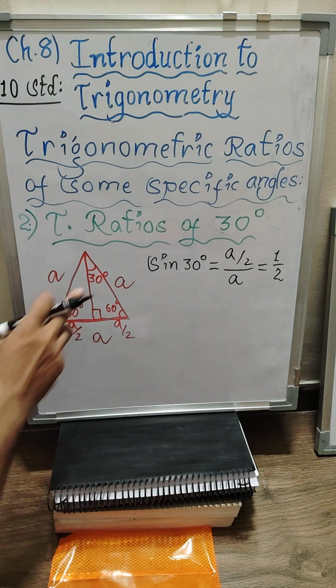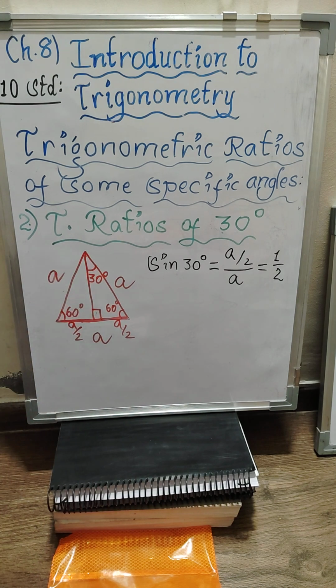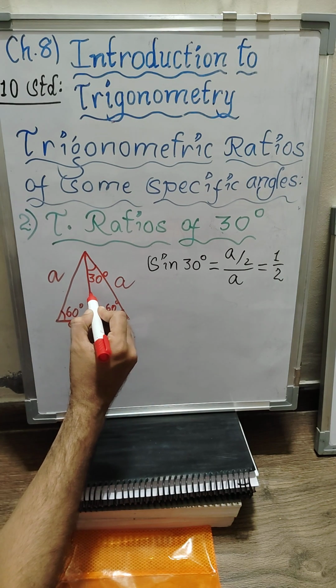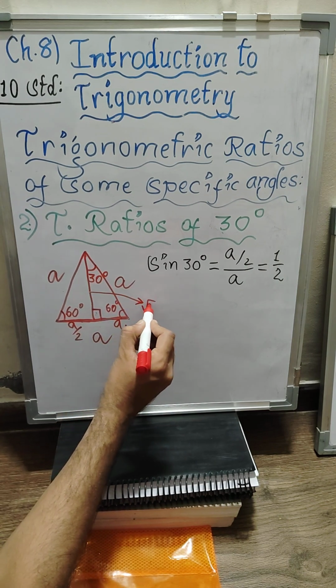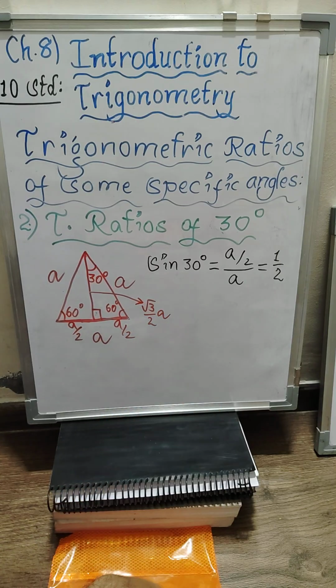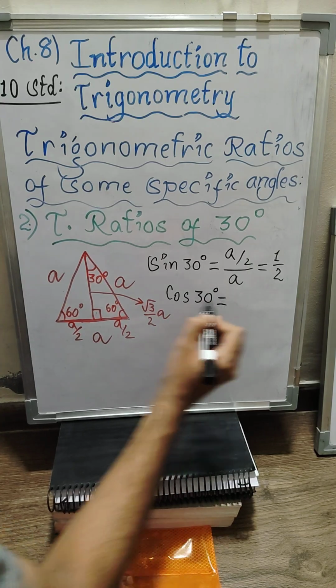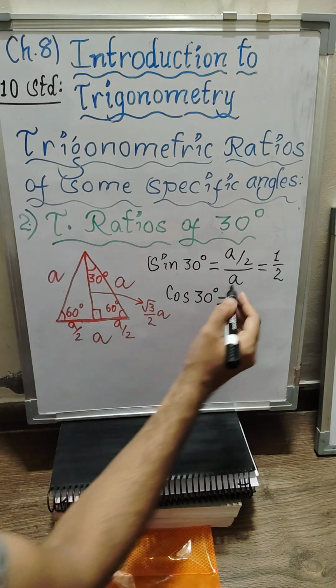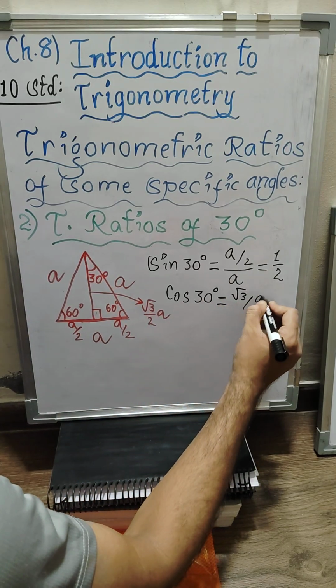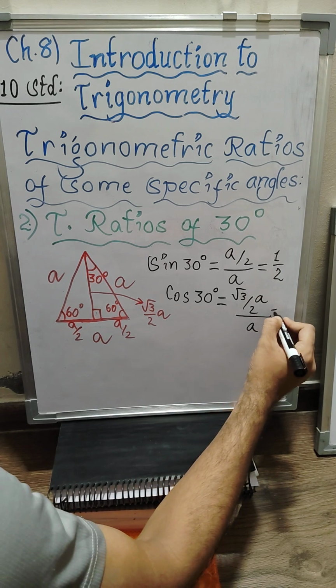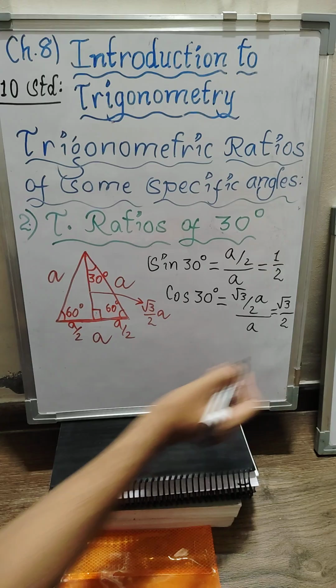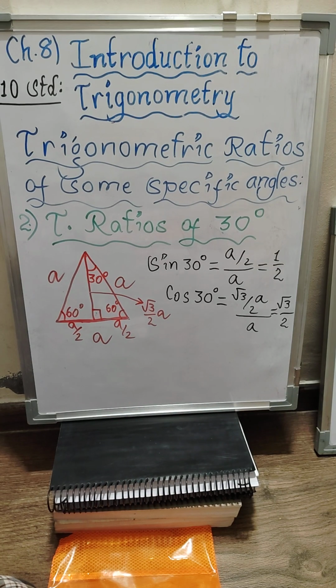Next, to write the cos 30 value, we need this perpendicular measurement. In an equilateral triangle, the altitude value will be root 3 by 2 a. So here, this measurement is root 3 by 2 a. So, cos 30 degrees is equal to adjacent by hypotenuse. Adjacent is root 3 by 2 a, by hypotenuse a, whose value is root 3 by 2.